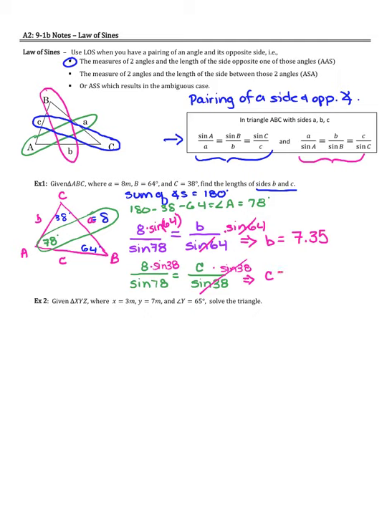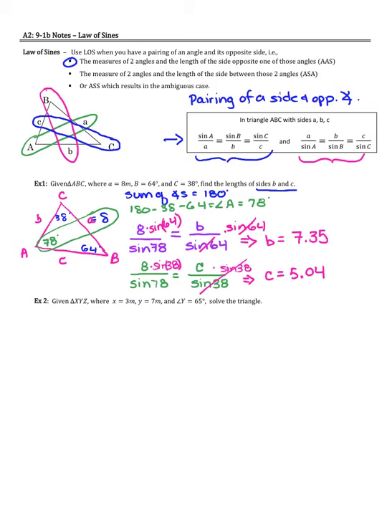So we end up with C, and again, if you want to pause, try this on your own. So you would go 8 times sine 38, close your parenthesis, divided by sine 78. You should be able to enter it all in one time, and you get 5.04 for the length of that side. All right, so basically law of sines is just solving a proportion.